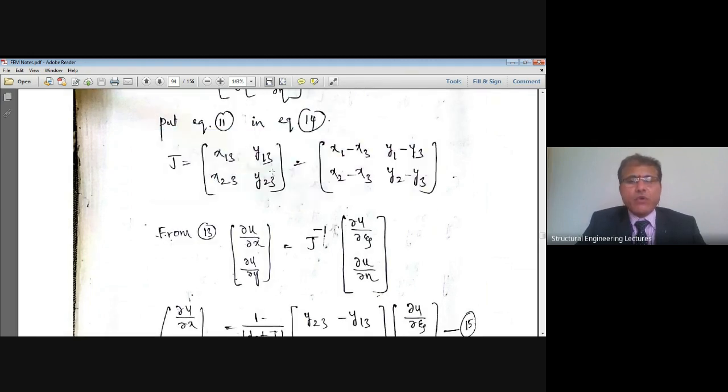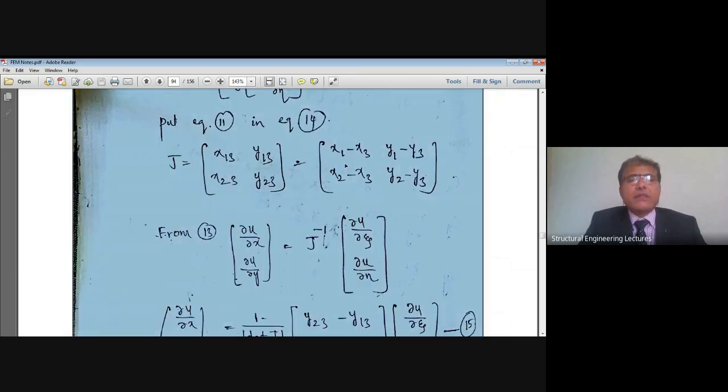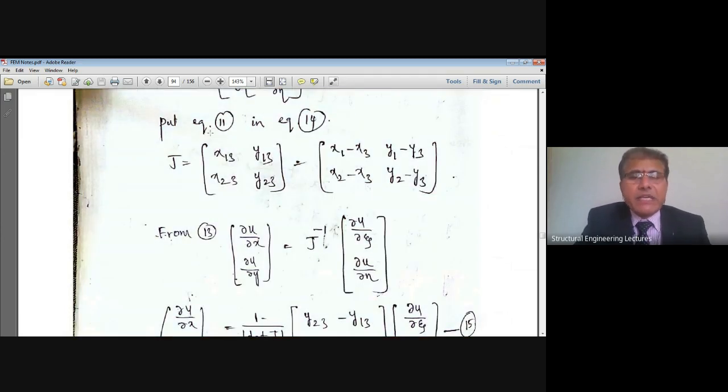Please see that this Jacobian is a constant matrix for this 2D 3-node continuum element, 2D 3-node element. This is a constant, right? Sometimes it may be asked whether the Jacobian for a 2D 3-node element is a constant matrix. Then the answer is yes. It is given by x13, y13, x23, y23, students.